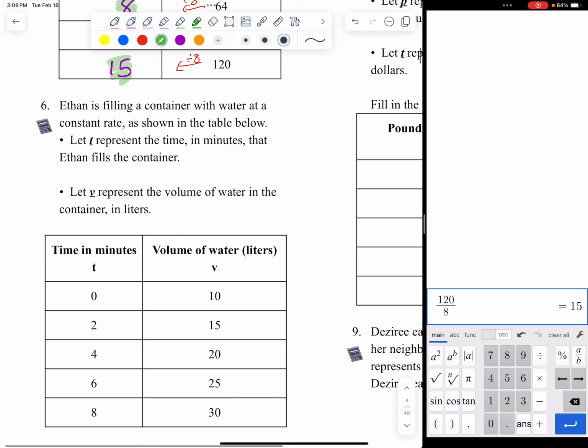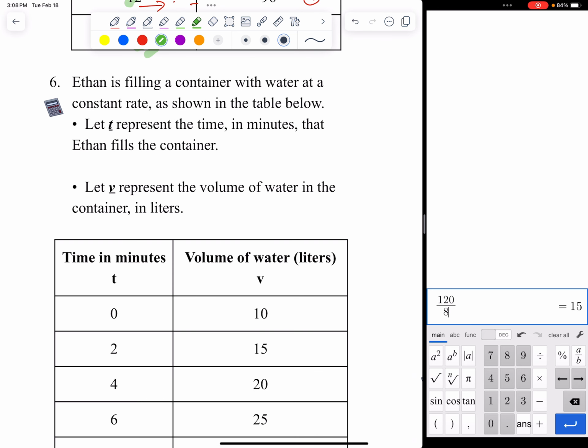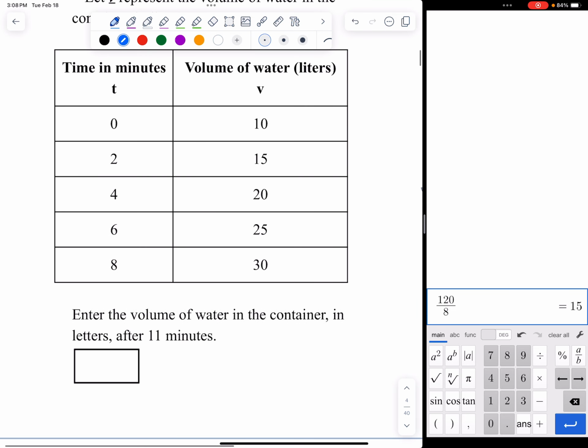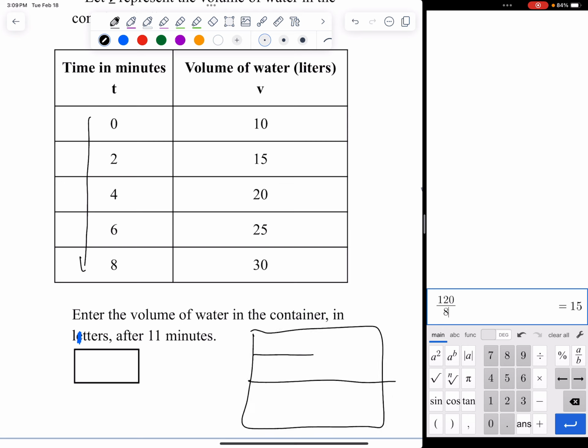Okay, another table. All right, let's see. Ethan is filling a container with water at a constant rate. Let T represent the time in minutes. Okay, T for time, that makes sense. That Ethan fills in the container. Let V represent the volume of water in the container in liters. Well, that's liters. Typo right there. After 11 minutes. So let's see, is there a pattern here? Yes. Can you guys see the pattern? I'm going to fill it out right here. I'm going to put a few more.